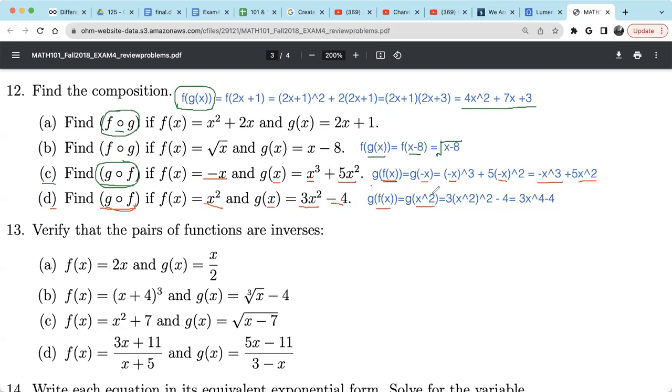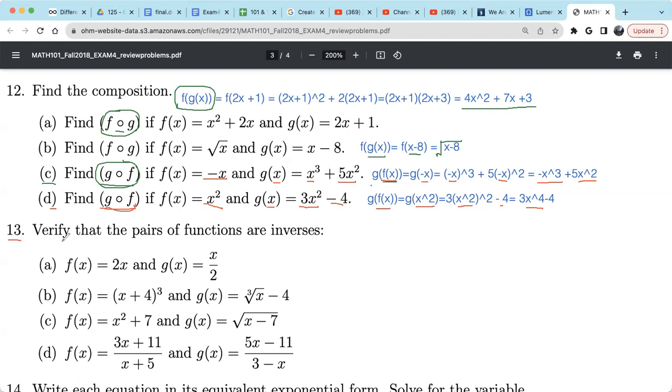Now the input is x squared, so square x squared, multiply by 3, then subtract 4 from it. x squared, then square again, that's x raised to the 4th, multiply by 3, that's 3x to the 4th, then subtract 4. Okay, that's composition of two functions.